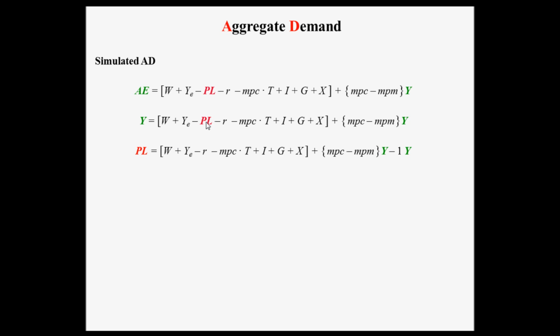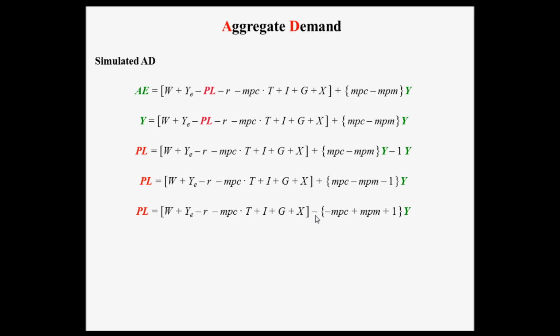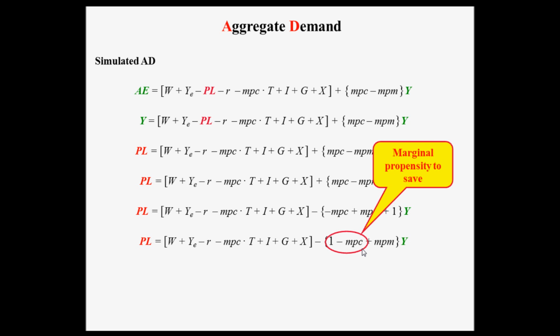So when I solve for price level, it comes over to the left, and real GDP comes over to the right. The coefficient of this y here is 1, which is why it's minus 1y here. I'm going to factor the y, and then I'm going to factor out a negative sign. And I'm going to recognize that 1 minus the MPC is the MPS, the marginal propensity to save.